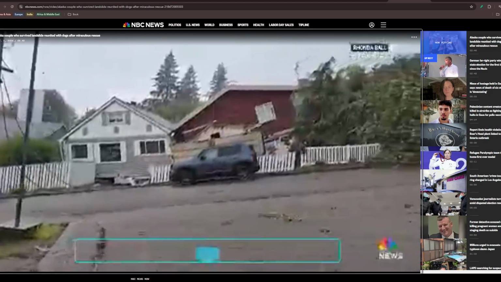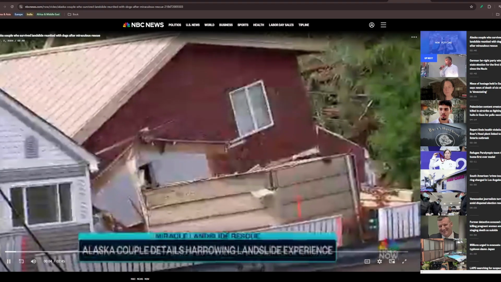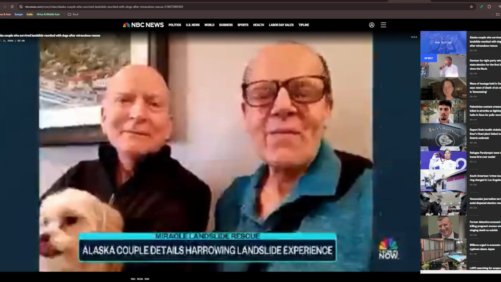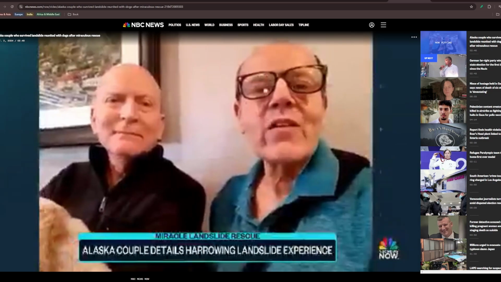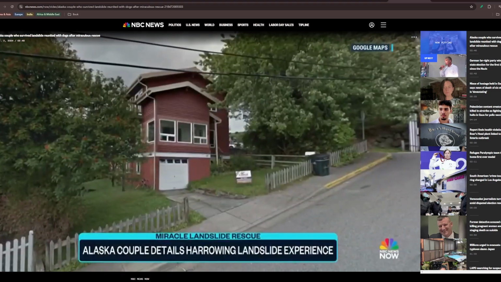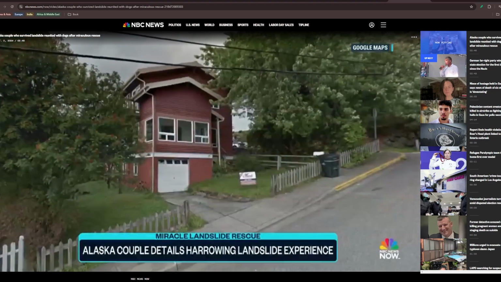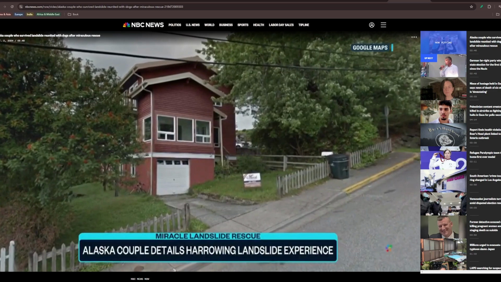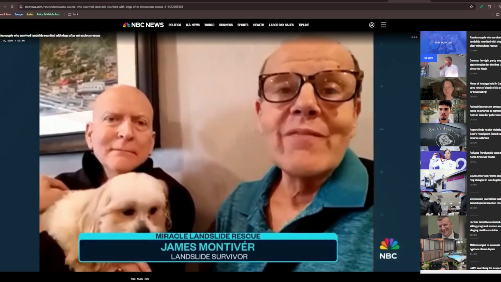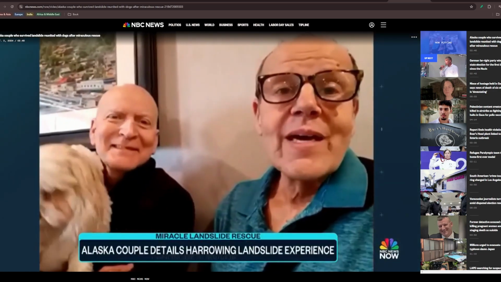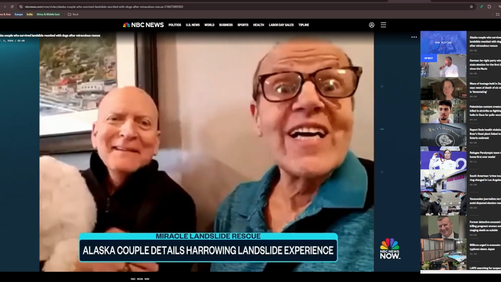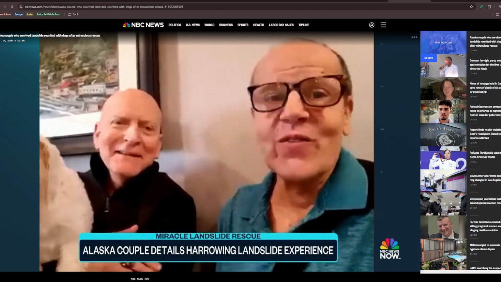Inside this destroyed home in Ketchikan, Alaska, a decade of blissful memories for husbands William and James Montvere. So we've been together 42 years now. They were just days from closing the sale of this 3-story home. I told Bill, I said, you know what? I really love this house and I'm going to miss it. And 20 minutes later, it was all over.